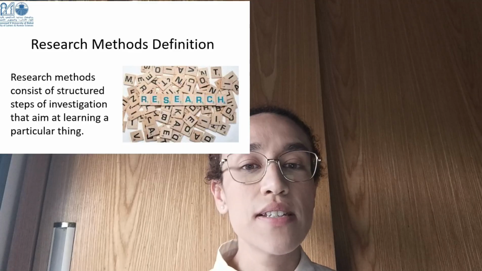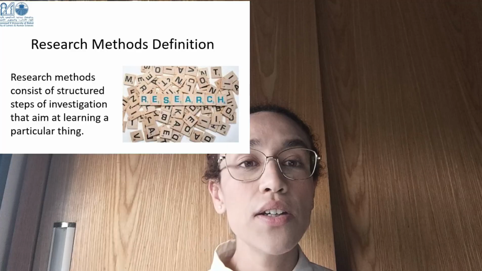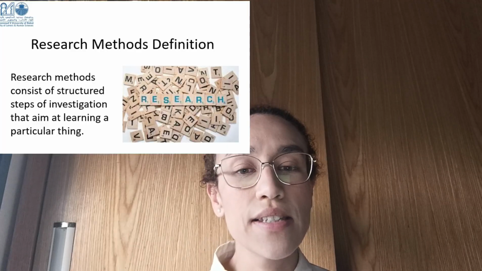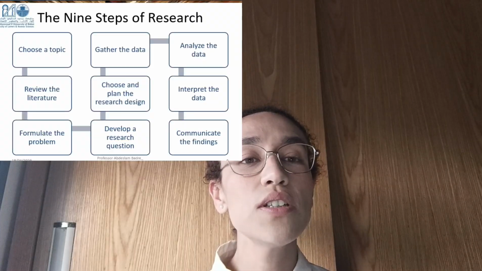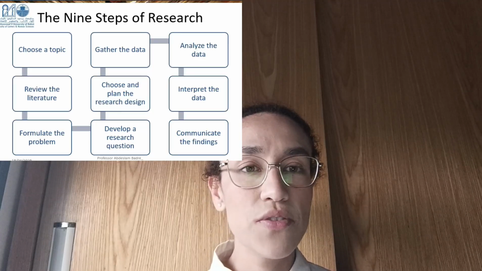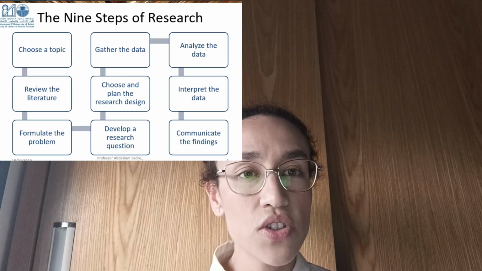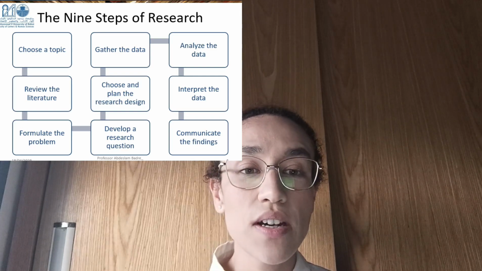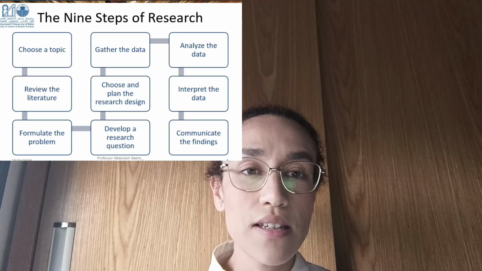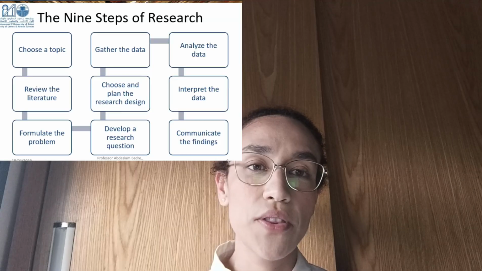To begin with, research methods are structured steps used to investigate and understand a specific topic. They guide researchers in collecting, analyzing, and interpreting data. The research process usually follows several stages, starting from choosing a topic, to reviewing the literature, to formulating the problem, then developing a research question, choosing and planning the research design, gathering the data, analyzing the data, and interpreting the data, and finally communicating the findings that you've come up with.